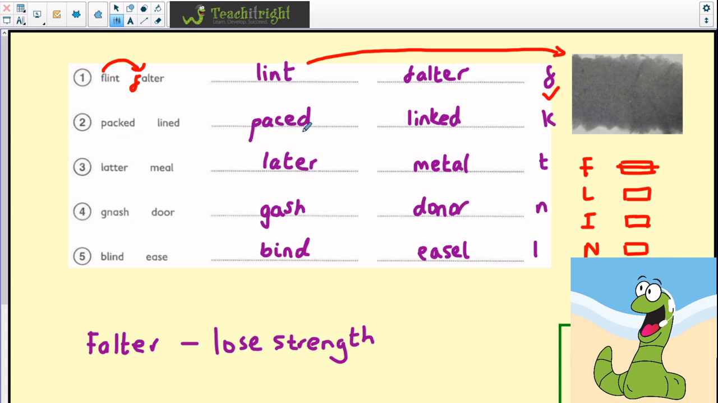Packed and lined becomes paste and linked. K moves. Latter and meal, we've got later and metal. Then we've got gash, and then so that becomes gash and donut. A gash is a cut. So if you didn't know what a gash was, and that's the N that's moving. Then we've got blind and ease becomes bind, which means to fasten, and then easel with an L. So well done if you've got that correct.